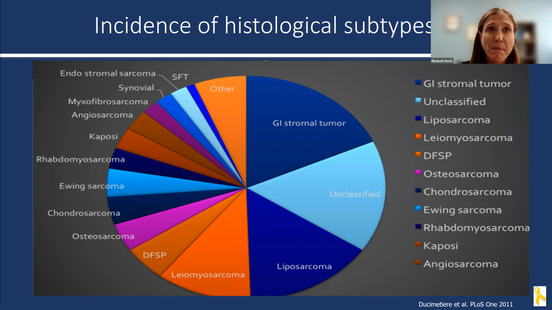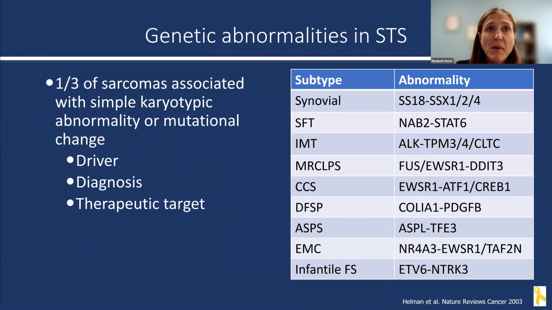labeled other. When we think about genetic abnormalities within sarcomas, we know about 1/3 of sarcomas are associated with a simple karyotypic abnormality, and another third are characterized by a specific mutational change. These mutational changes can be important as we think about oncogenic drivers, their help in allowing us to diagnose certain subtypes of sarcomas, and then potentially as therapeutic targets.